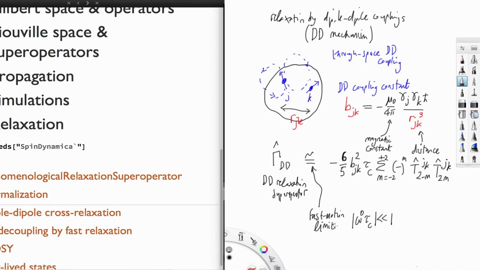So, well, it's quite a short equation, actually, but it contains a few terms which require explanation. So we've talked about the dipole-dipole coupling constant. It's just proportional to the inverse cube of the distance. The next thing to talk about is the correlation time. I want to say something about what that is, what it means. And then there are these quantities here, which are commutation superoperators of particular operators, which are called spherical tensor operators. And that also requires some explanation.